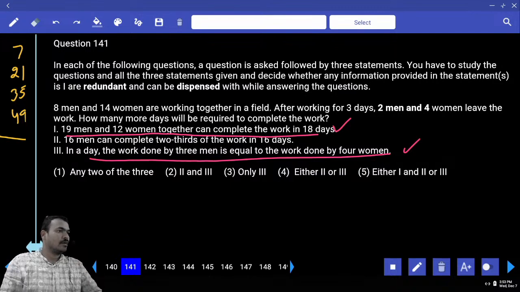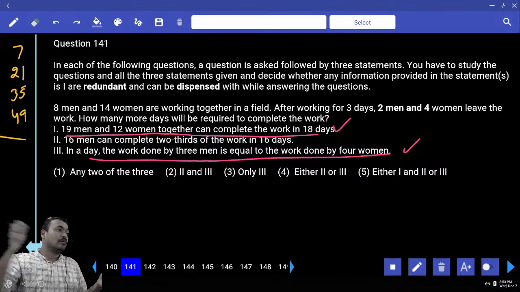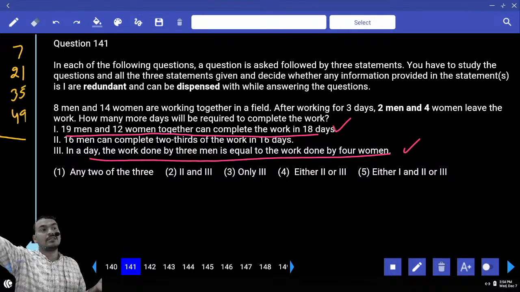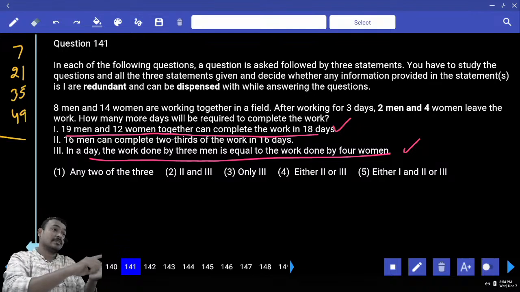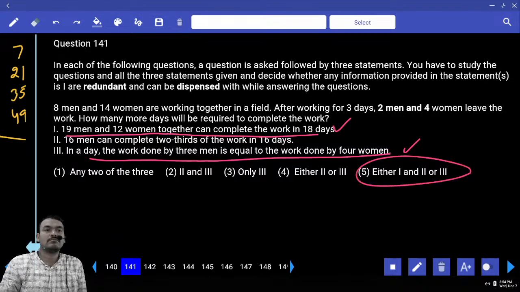Which one is not necessary to answer the question? The second one, right? If 1 and 2 are taken, which one is not necessary? The third one. If 2 and 3 are taken, which one is not necessary? The first. Next, if 3 and 1 are taken, which one is not necessary? The second one, right? So the answer is the fifth option, either 1 and 2 or 3? Any one of the 3 or any 2 of the 3?